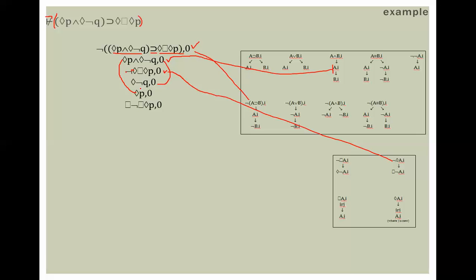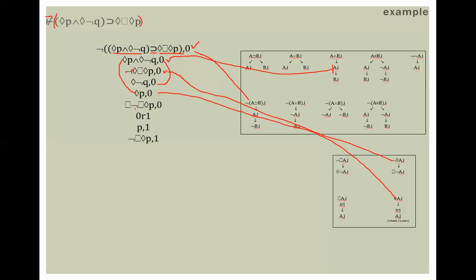I'm going to have to work with the diamonds. So I'm going to do this one first. I'm going to go right here first and say possibly P at 0. Then there must be some world that's not here yet, 1, and 0 is related to that world, and at that world P is true. So 0 related to 1 and P1.